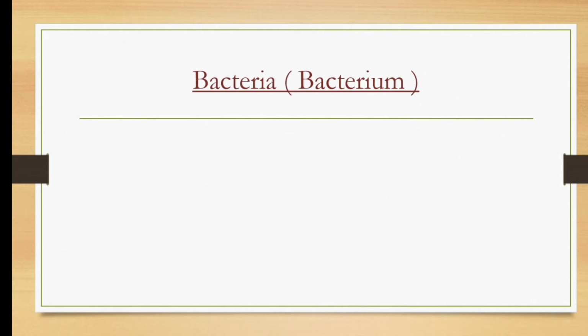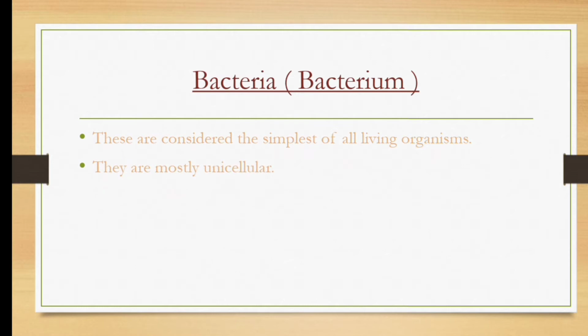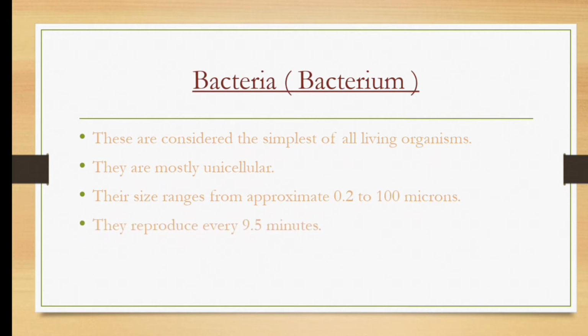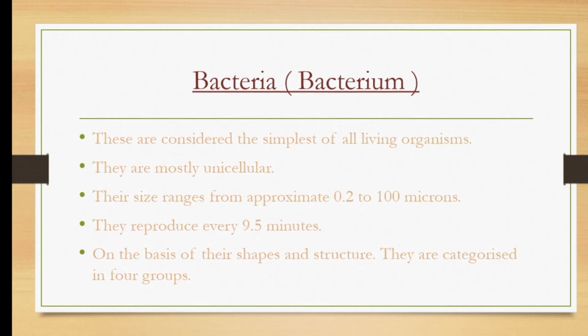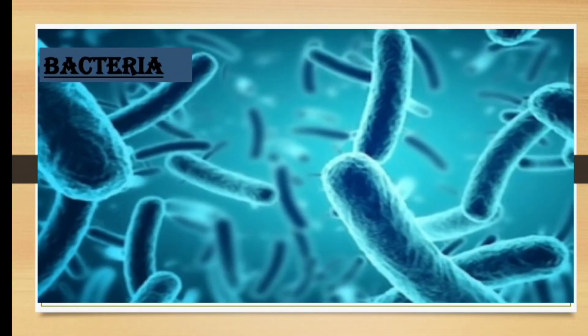First comes bacteria. The singular form of bacteria is bacterium. These are considered the simplest of all living organisms. They are mostly unicellular. Their size ranges from approximately 0.2 to 100 microns. They reproduce every 9.5 minutes. On the basis of their shapes and structure, they are categorized into four groups. Now you can see a figure of bacteria.